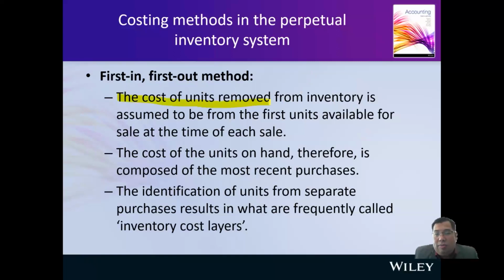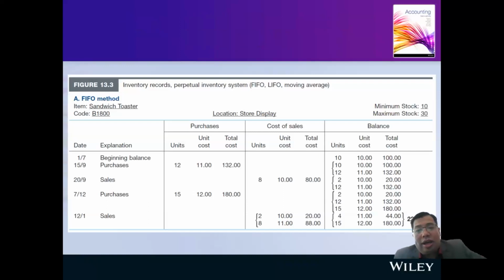The cost of unit removed from inventory is assumed to be from the first unit available for sale at the time of each sale. The cost of unit on hand, therefore, is composed of the most recent purchases. What you have on hand is the most recent items, the most recent stock. The identification of unit from separate purchases results in what are frequently called inventory cost layers. So let us look at this example. This is a FIFO method.